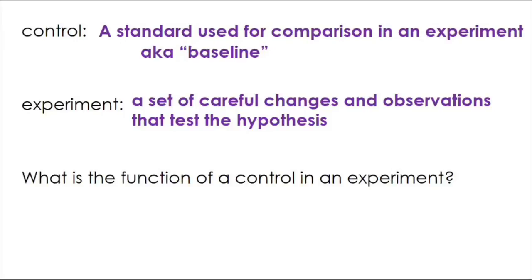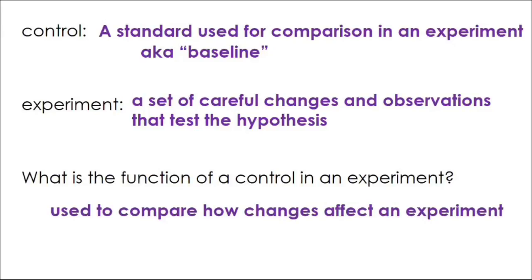We got to know what the plant does normally, and then we change those situations to see how that change affects our variable. So, like I was just saying, the function of that control is used to compare how changes affect an experiment.